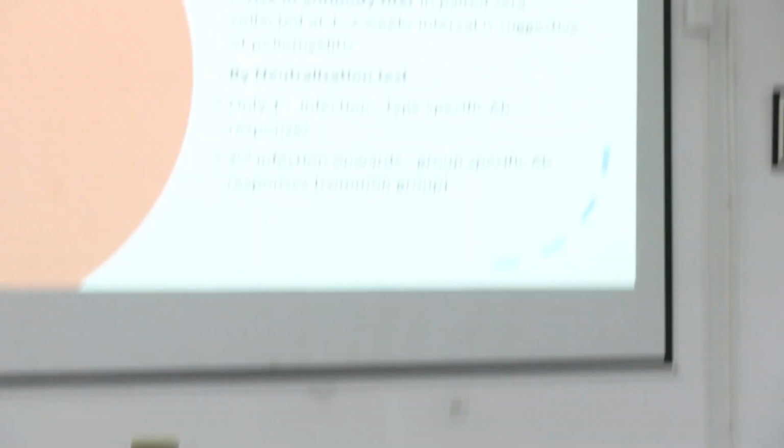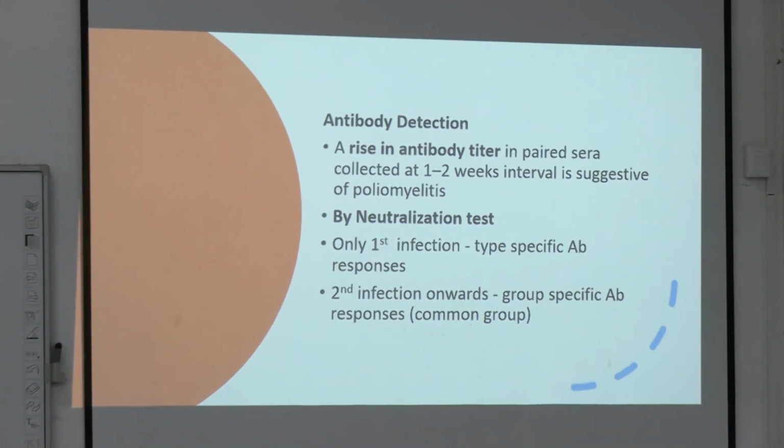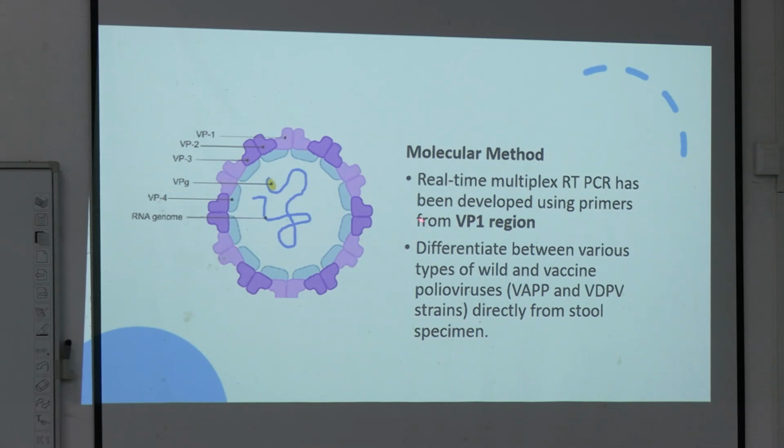And then by neutralization test also you can do. First infection এ type specific antibody response পাবে, second infection onwards it will not be type specific, it will be group specific antibody responses. Molecular method is, if this is a virus structure, we are targeting VP1 region, that is this one, VP1 region, this one is being targeted. So this is the target for the PCR. এই antigenটার against এ যেটা আছে আমাদের primer design করে, then we give the primer inside the reaction and then we see the sigmoid curve in the PCR. So what kind of PCR do we do in the RNA virus?